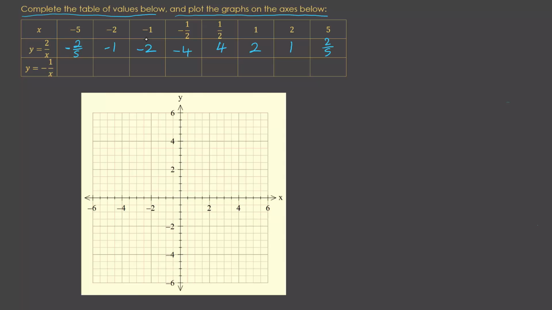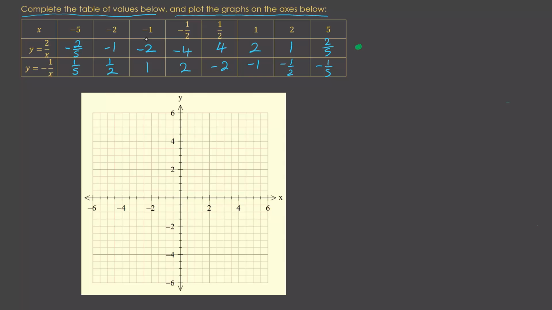And -1 divided by -5, that's going to be 1/5. -1 divided by -2, that's going to be +1/2. -1 divided by -1 is, of course, 1. And -1 divided by -1/2 would be 2. And then over here, it should be fairly clear. That's going to be -2, -1, -1/2, and -1/5.